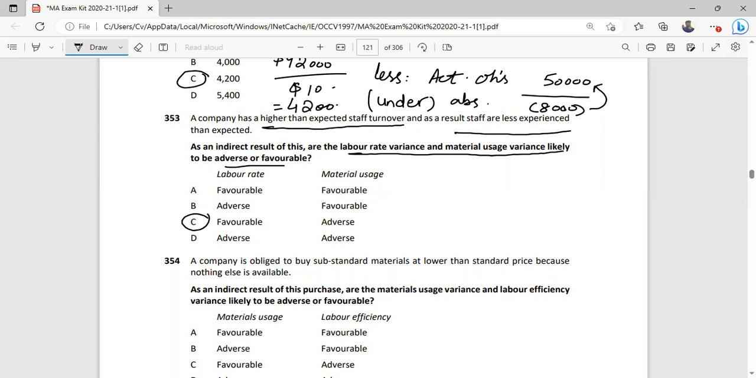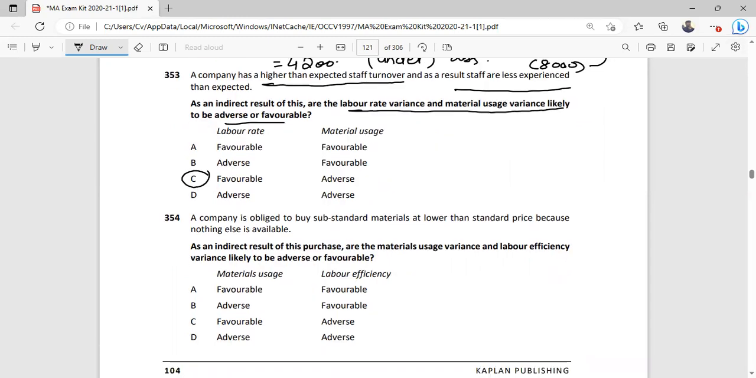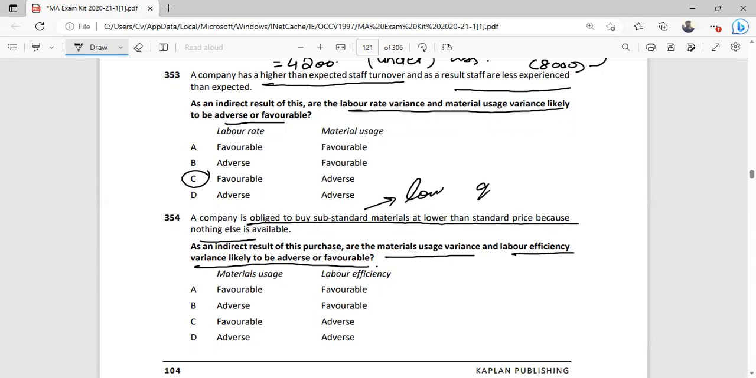Then we have: a company is obliged to buy substandard material at lower than the standard price because nothing else is available. As an indirect result of this purchase, are the material usage variance and labor efficiency variance likely to be adverse or favorable? Substandard material means we are using low quality material. Low quality material will lead to wastages. But low quality material will be available at a lower price.